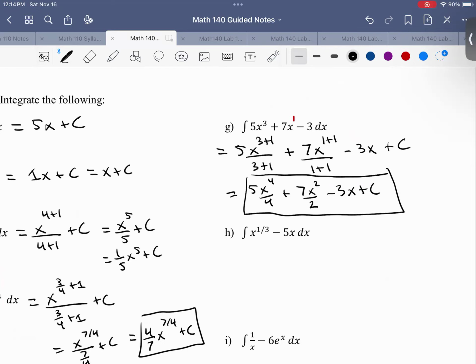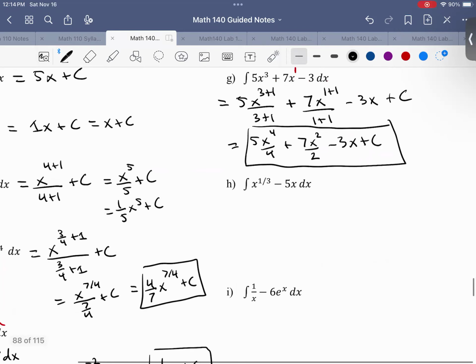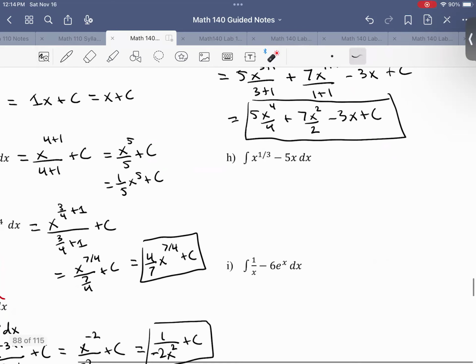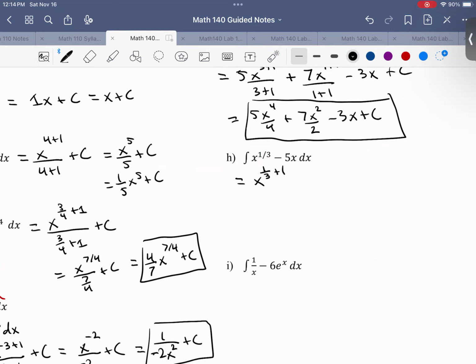All right, moving on to letter H now. It is x to the 1/3 minus 5x. So once again, a couple moving parts, but we can integrate them on their own. We have a fraction here, so it's not going to be as clean, but same process as always. For the solution, same thing, add 1 to the 1/3: 1/3 plus 1 over 1/3 plus 1, minus 5x to the 1 plus 1 over 1 plus 1.